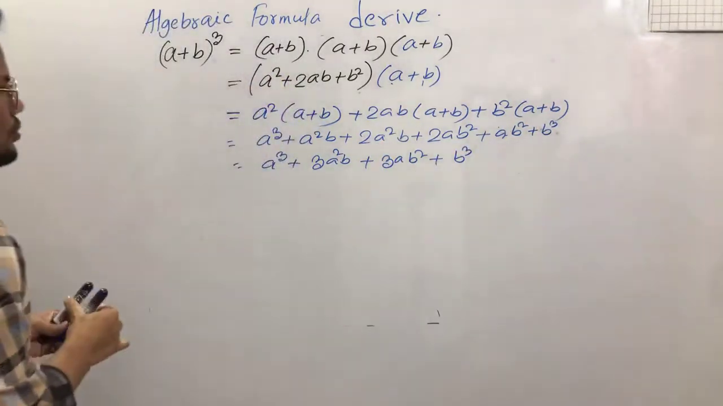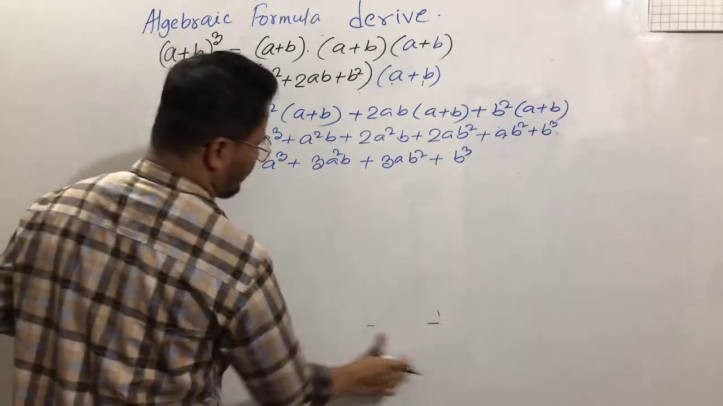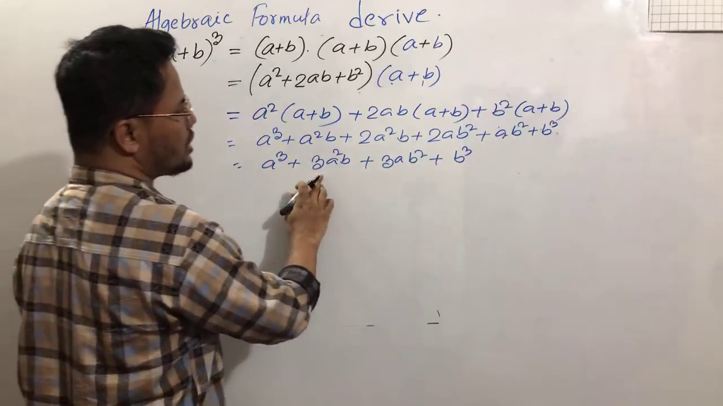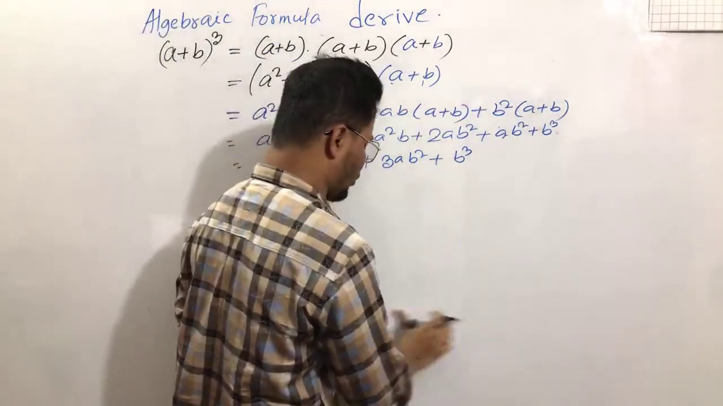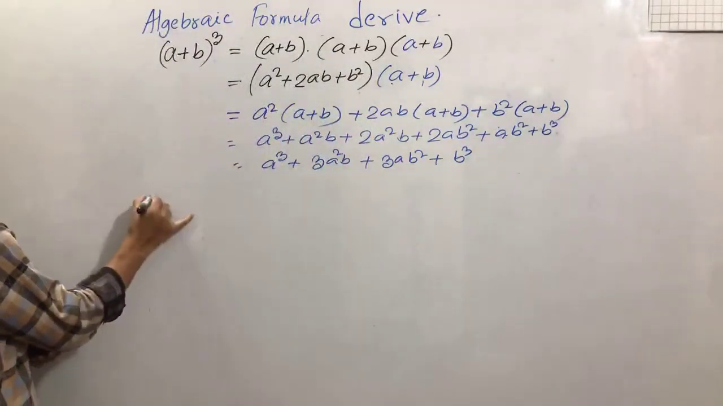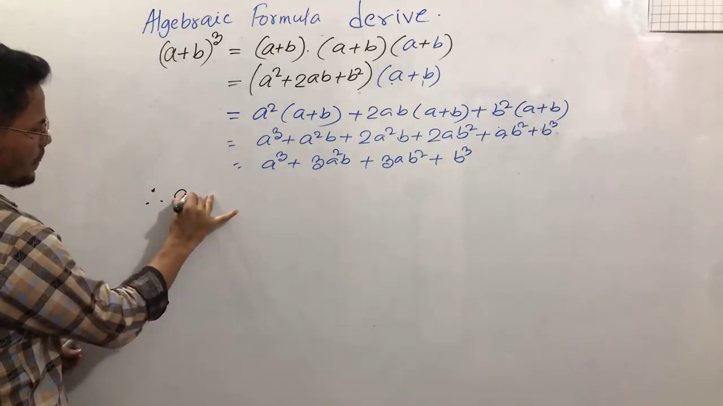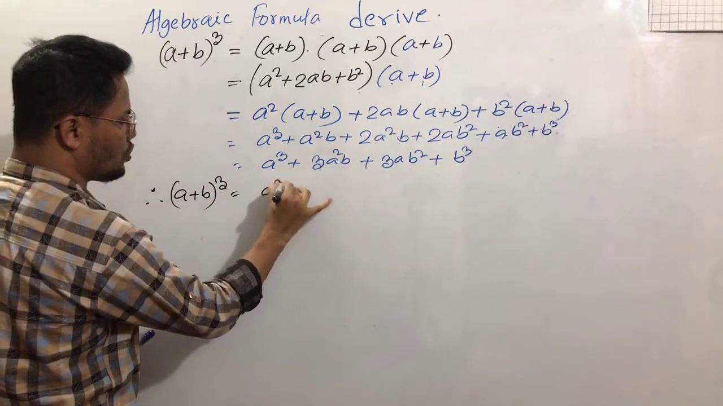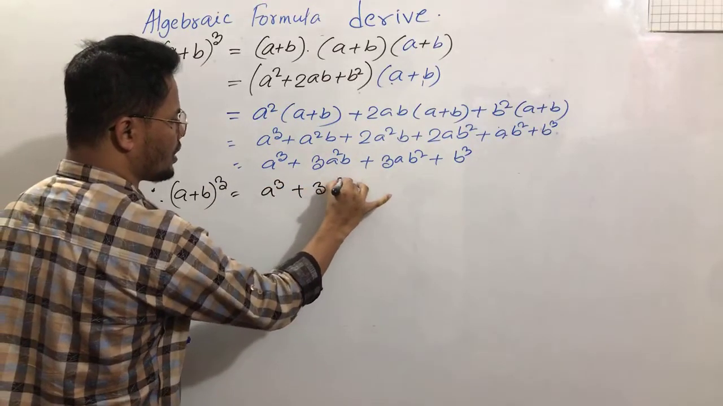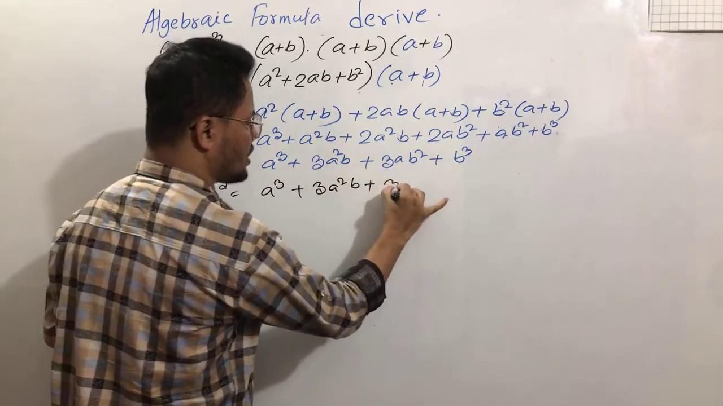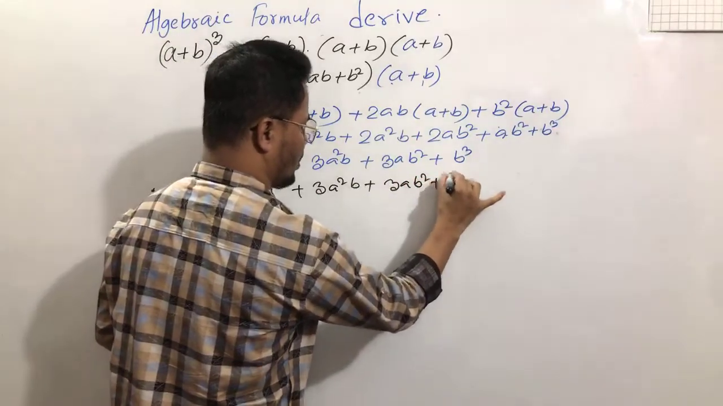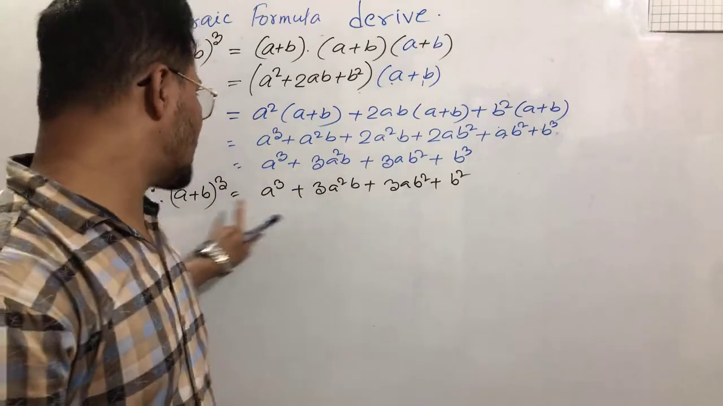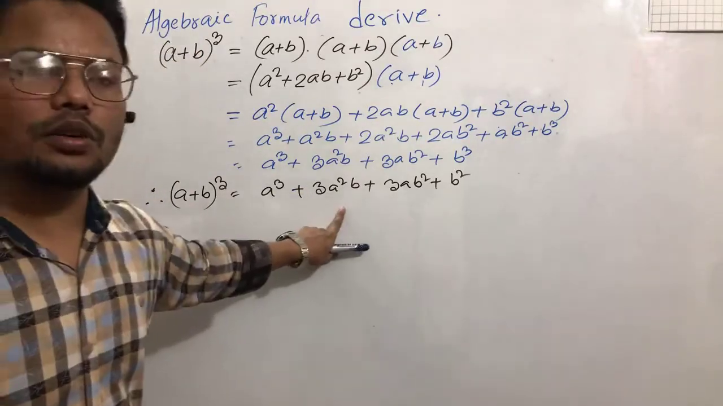So finally we can say here, A plus B whole cube equals A cube plus 3A square B plus 3AB square. So dear students, A plus B whole cube is the formula of A cube plus 3 times of A square B plus 3 times of AB square plus B cube. So this is the first formula of the cubic formula, A plus B whole cube.